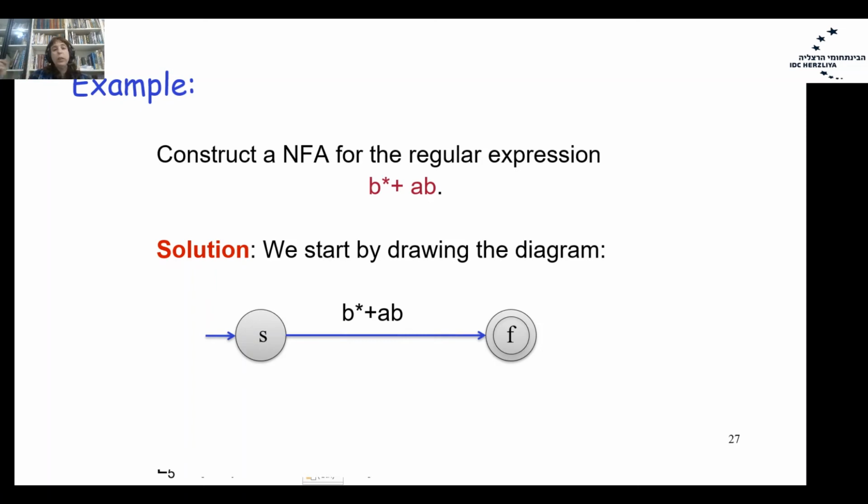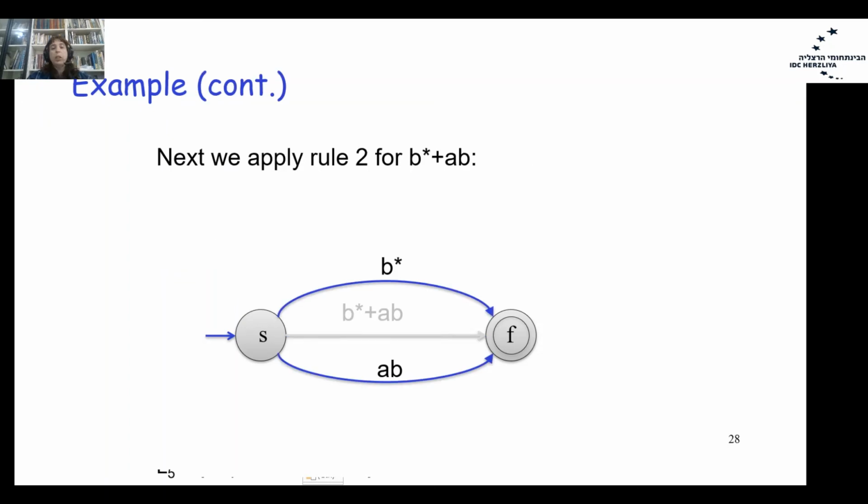We draw two states, the beginning state, the initial state, which we will call S, and the final state, which we will call F, and we write the whole regular expression on the edge between S and F. Now we continue with the algorithm and we apply all the stages. Since we don't have an empty set, we don't use rule number 1. We will use rule number 2, and we will redraw two edges, and on the first edge we will write b star, and on the second edge we will write a concatenation b, and we will delete the previous edge and the labeling that it had.